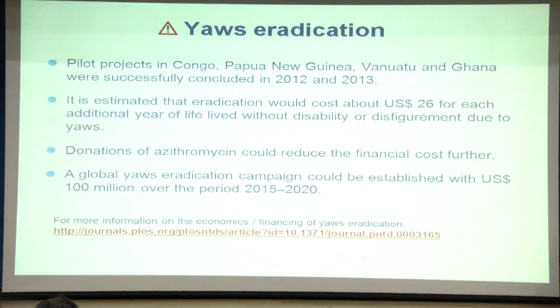And it's been estimated that it would cost about $26 for each additional year of life that would be lived without the disability and disfigurement associated with yaws. Donations of azithromycin would reduce the cost even further, and so it is believed that eradication could be achieved in the 13 known endemic countries with as little as $100 million over the period of 2015 to 2020.